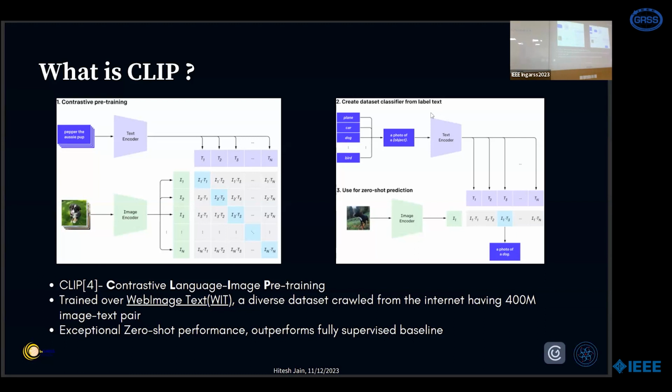Talking about the CLIP model, when pre-training, we have a batch of images and a batch of captions. The images pass through the image encoder and the captions pass through the text encoder, and we get a vector for each caption and a vector for each image. Then we form a matrix. Our main aim here is to maximize the diagonal elements as much as possible, such that the first image is highly correlated with the first caption, the second with the second caption, and so on.